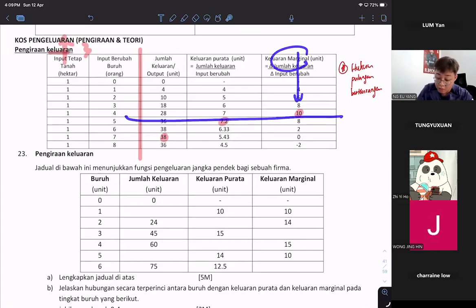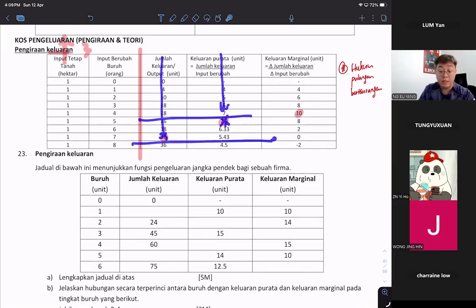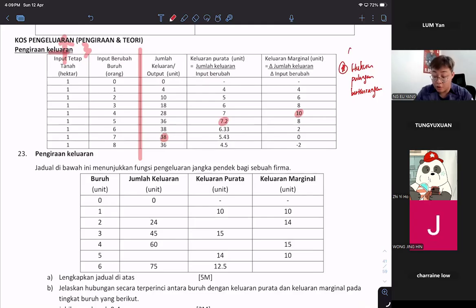Okay, so what is hukum pulangan kekurangan? After the maximum value in marginal keluaran, from your maximum point in keluaran and then maximum point in jumlah keluaran, the input berubah from 5 to 7 is a hukum pulangan kekurangan. Which means cekap. Hukum pulangan kekurangan is to find the cara pengeluaran yang paling cekap. So right now is paling cekap. Those who are not able to understand hukum pulangan kekurangan, jot down the keywords here.